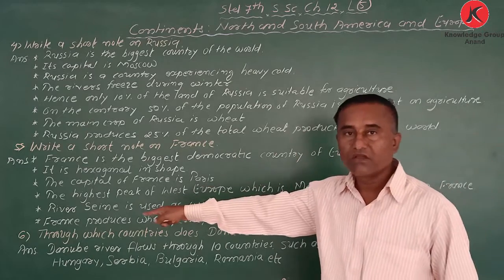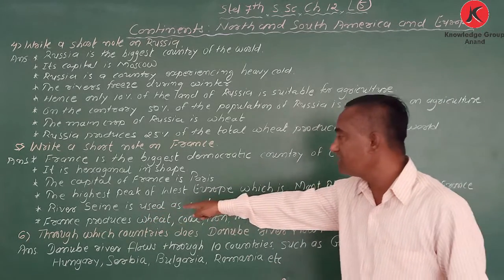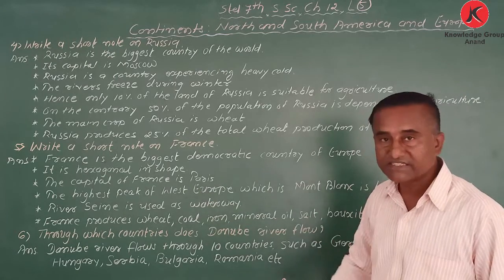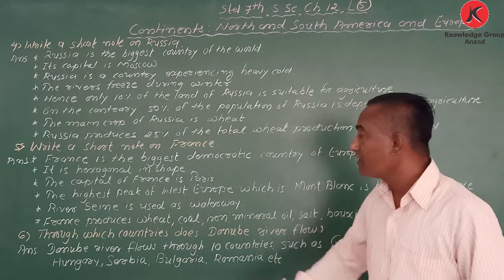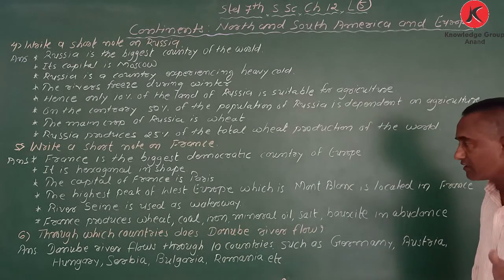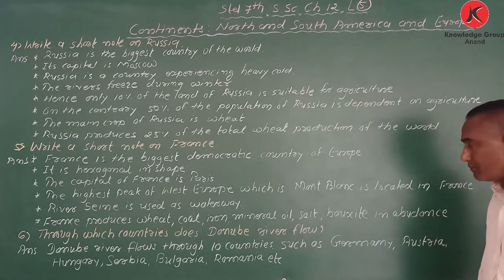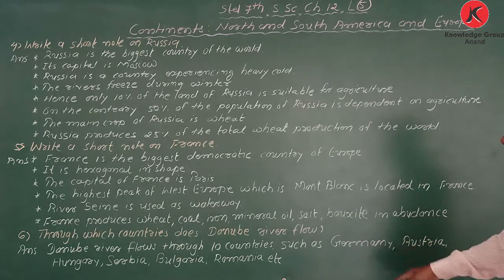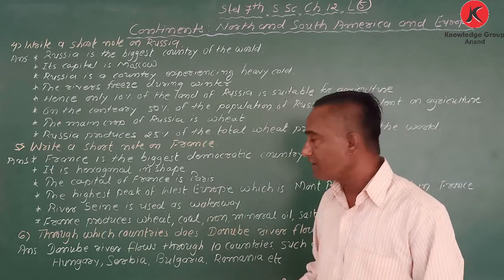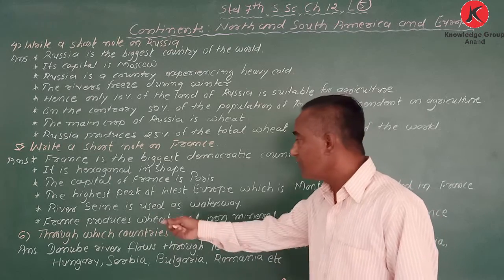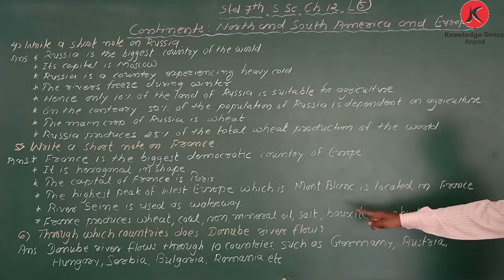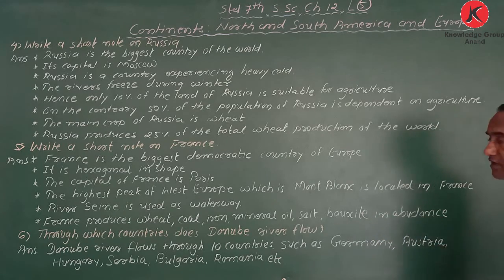Next one, River Seine. River Seine is used as waterways. Which river? River Seine. Next one, France produces wheat, coal, iron, mineral oil, salt, and bauxite in abundance. Plenty of things. Which are they? Wheat, coal, iron, mineral oil, salt, bauxite in abundance.